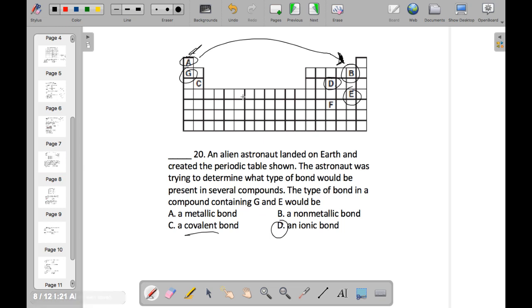And metallic bonds have to be between metals, so maybe between like C and F would be some sort of metallic bond. Alright, moving on.